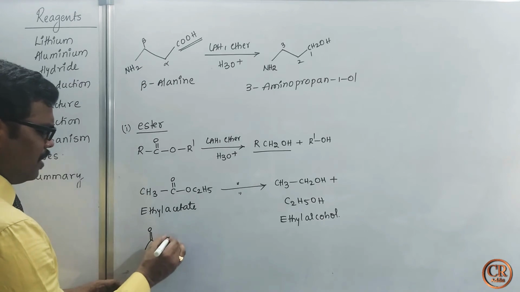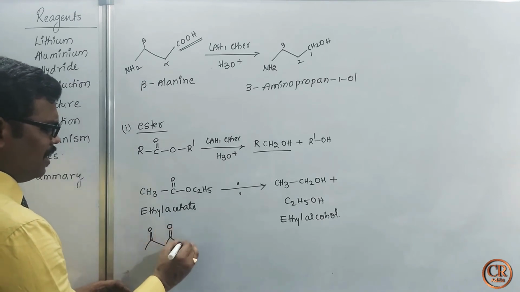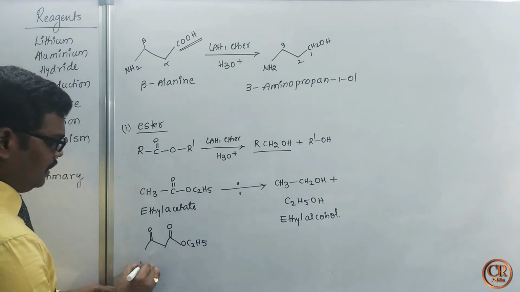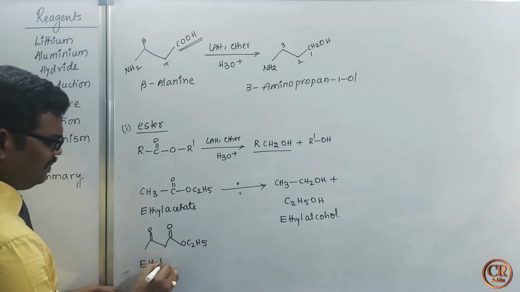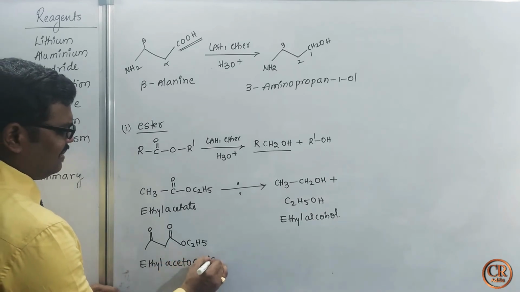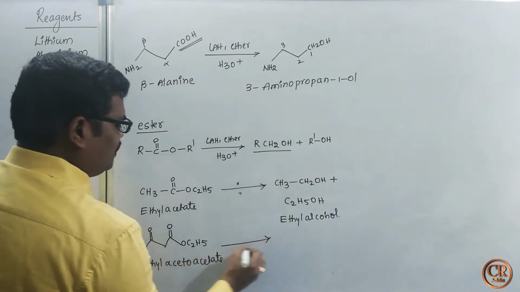This is ethyl alcohol. Then we take another example for the ester. This is C double bond O, this is C double bond O, OC2H5. Name of this one is ethyl acetoacetate.